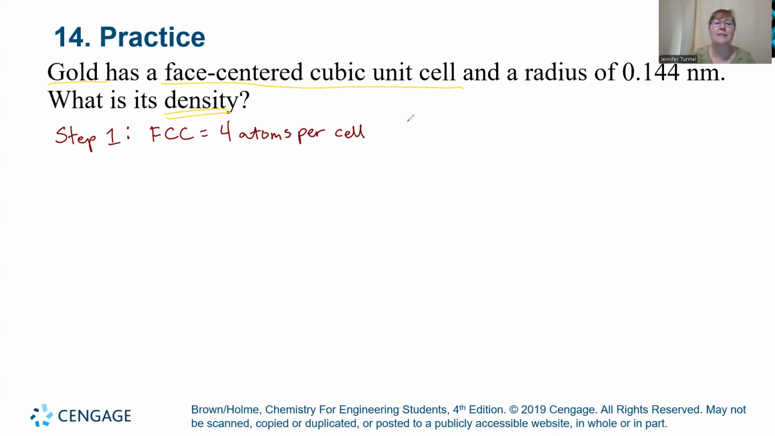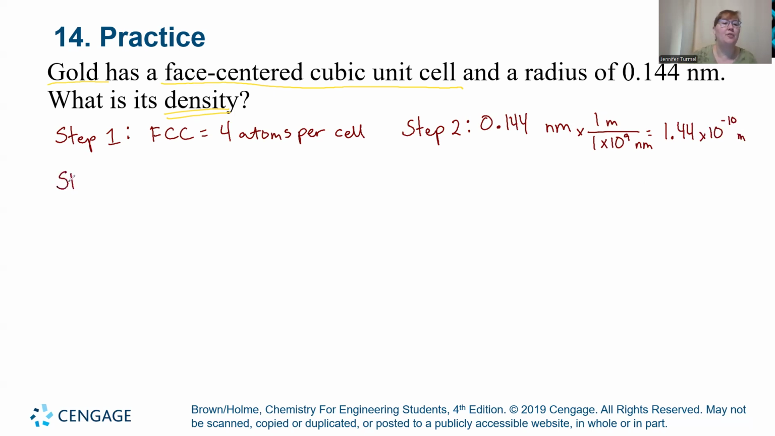In step 2, I'm going to convert my radius to meters. So I have 0.144 nanometers times 1 meter on the top and 1 times 10 to the 9th nanometers on the bottom. You've got your charts in chapter 1 if you can't remember that. And that gives me 1.44 times 10 to the negative 10th meters.